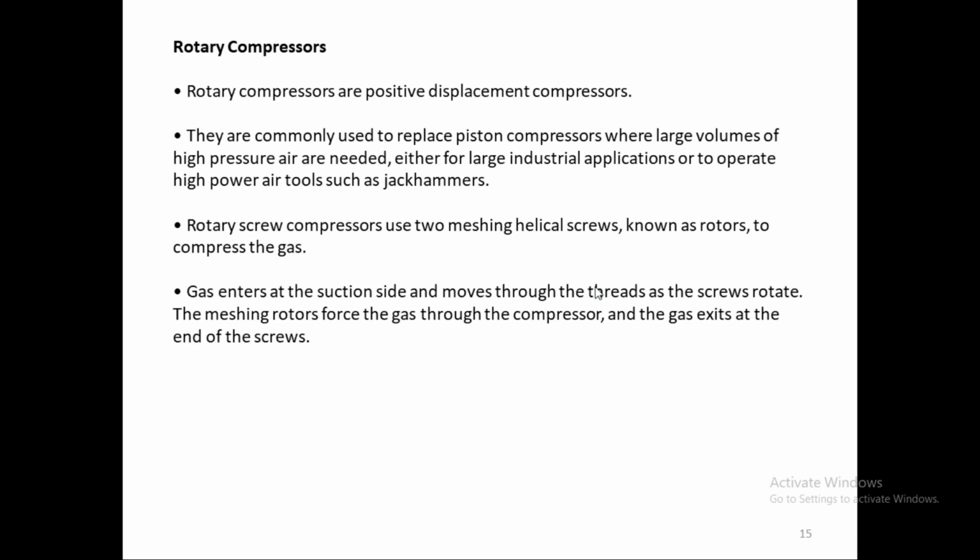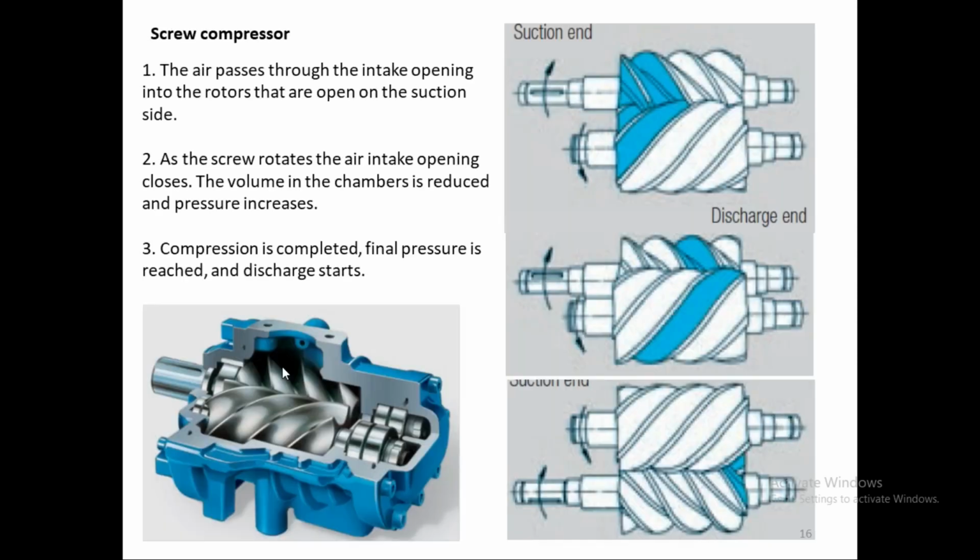Rotary screw compressors use two meshing helical screws known as rotors to compress the gas. Gas enters at the suction side and moves through the thread as the screw rotates. The meshing rotors force the gas through the compressor, and the gas exits at the end of the screws. So this is also an example of a screw type compressor. The suction side is from here, this gas is trapped here and will be moving in this direction, and the discharge end is on the other side.